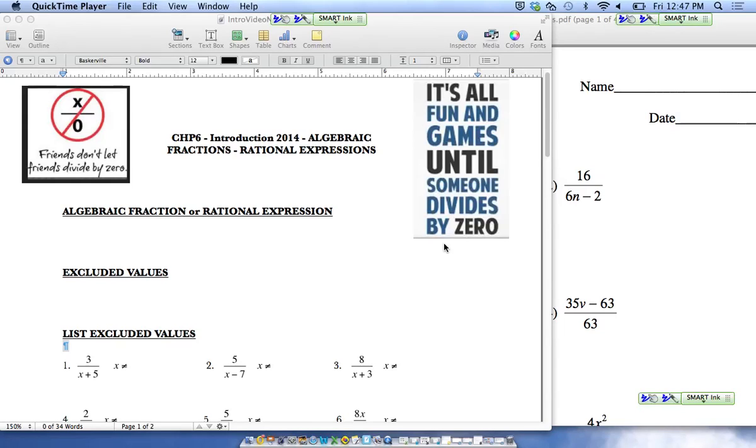This is all about algebraic fractions or rational expressions. These terms are interchangeable. So let's define an algebraic fraction or rational expression. It's just simply a fraction with a variable in the numerator and/or denominator.